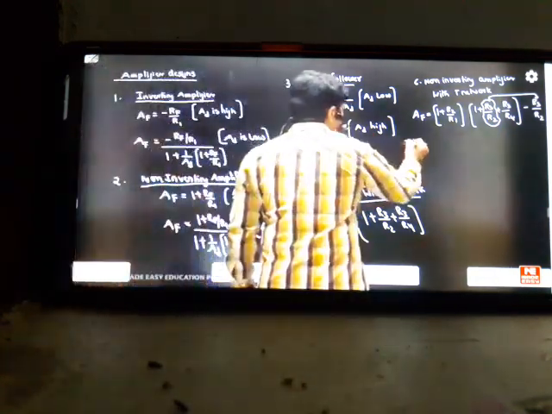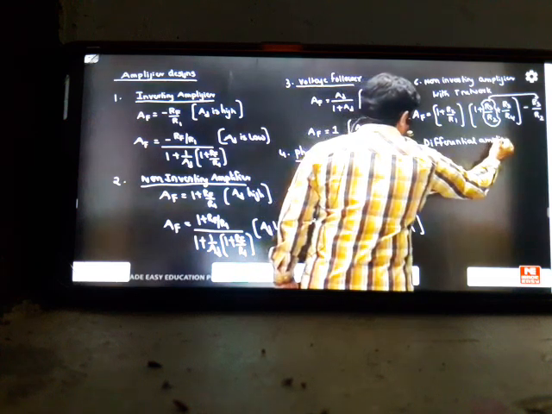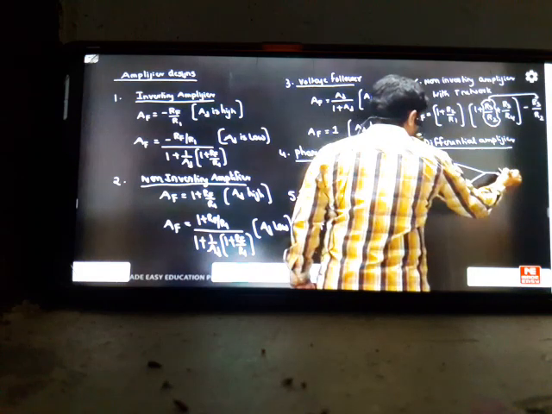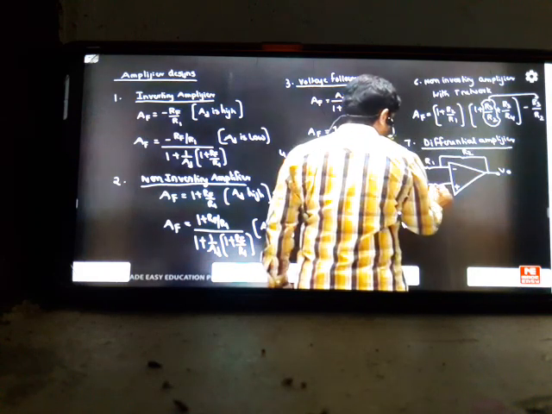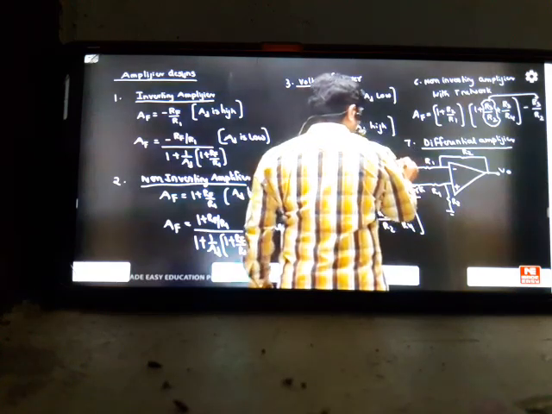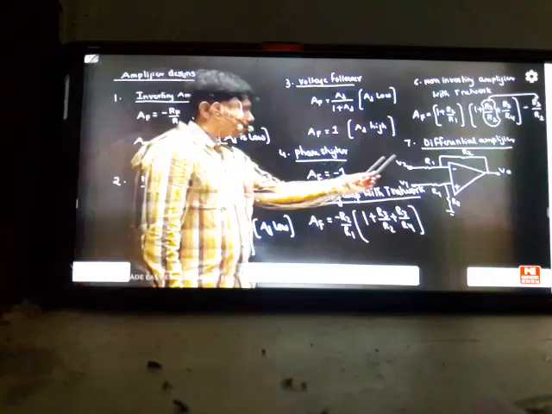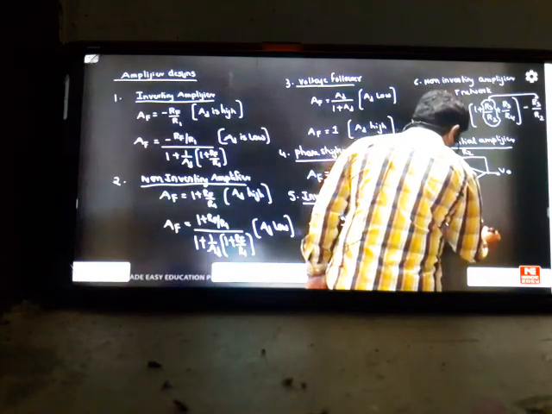And coming to the seventh one, differential amplifier. If anybody gives this separate design like this, negative, positive, this is your output. This is R1, this is R2. This is R1, this is R2. So whenever you see the special design, differential amplifier, where you see equal resistors above and below, this R1, here also R1, this R2, R2, then the formula you can practice for this is V0 is R2 by R1 into V1 minus V2.